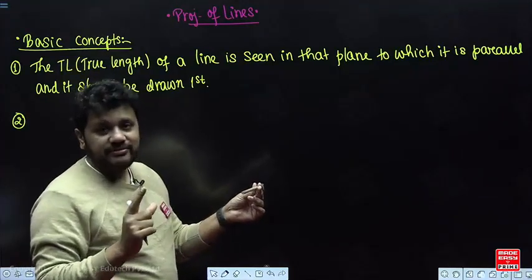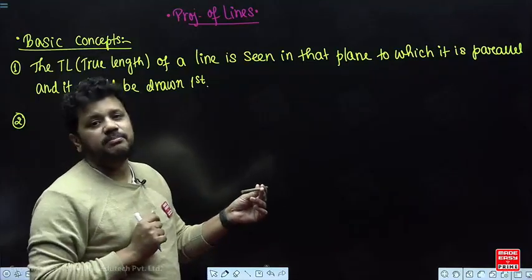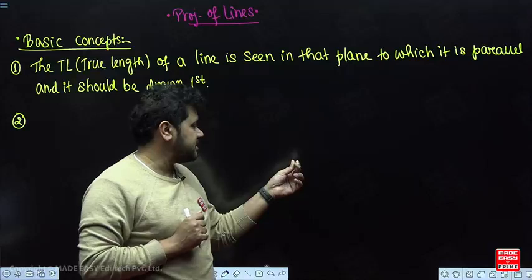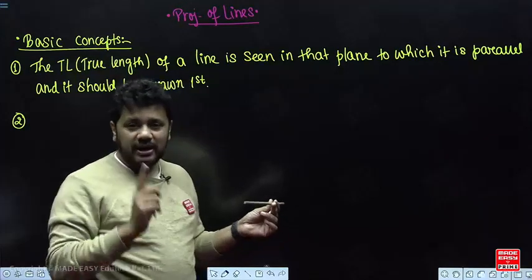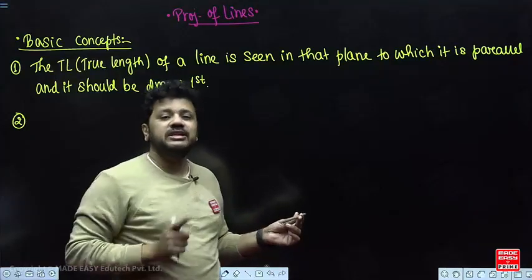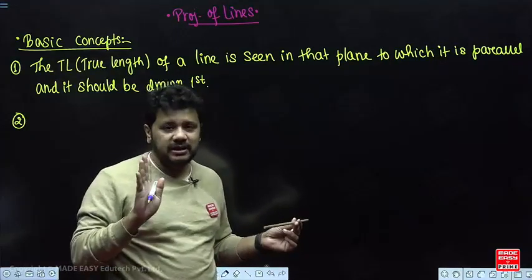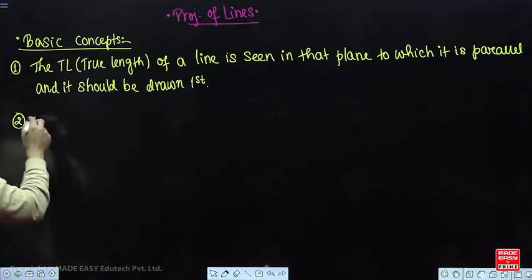Means a line gives a point view in that projection plane to which it is perpendicular, isn't it? You can see that this line is perpendicular to the vertical plane, so you are able to see only a point. So a line will give a point view in that projection plane to which it is perpendicular. Clear? So let us write this down as the second point.